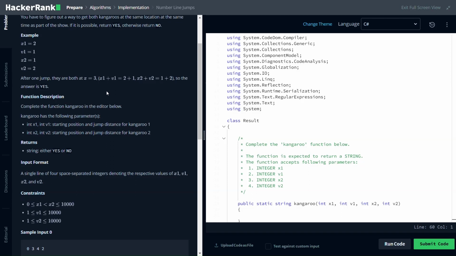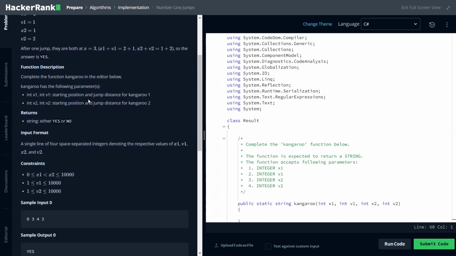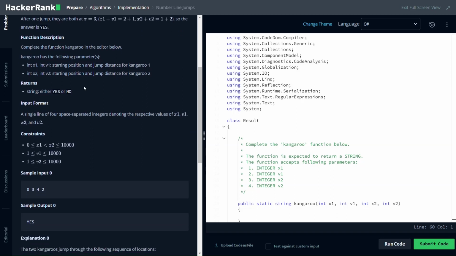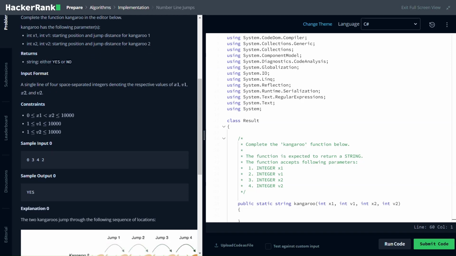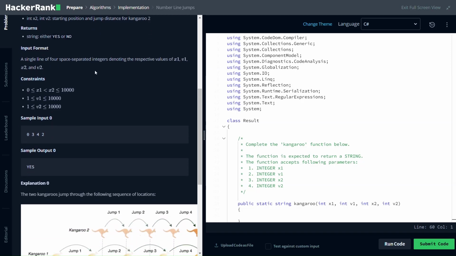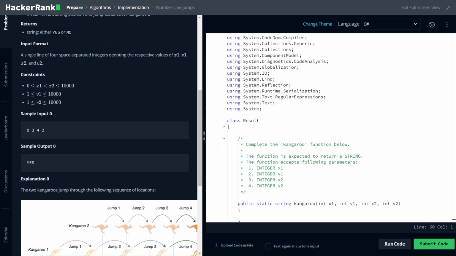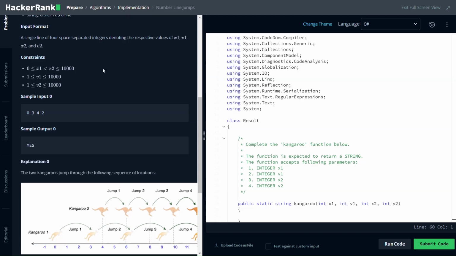Function description. Complete the function kangaroo in the editor below. Kangaroo has the following parameters: int x1, int v1, starting position and jump distance for kangaroo 1, int x2, int v2, starting position and jump distance for kangaroo 2. It returns a string, either yes or no. Input format: a single line of 4 space separated integers denoting the respective values of x1, v1, x2 and v2.